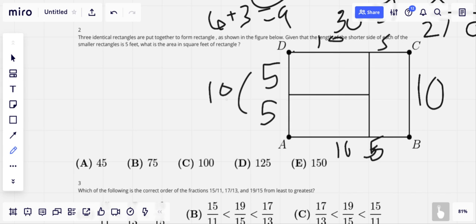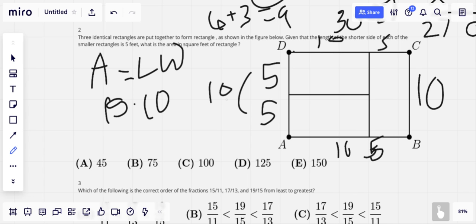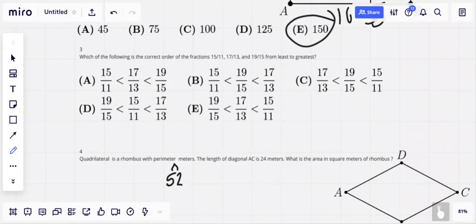So the area of a rectangle is equal to length times width, and that's equal to 15 times 10, and this is equal to 150. So E is the correct answer. Let's go to problem number 3.